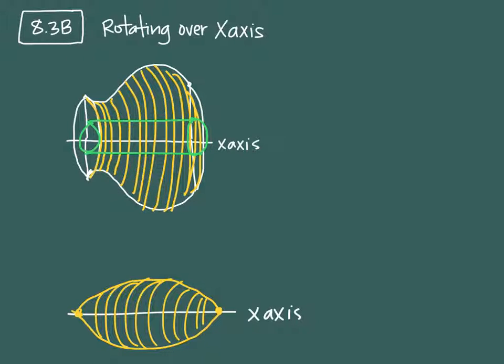Do you remember what the original shape was? Okay, no, not a slice. A slice is going to look like a donut. What would the original region that we rotated look like? Well, instead of going all the way down to the x-axis, what's it going to do? It's going to stop, and the original region would look more like that with the x-axis. So there's going to be a gap between the original region and the x-axis.